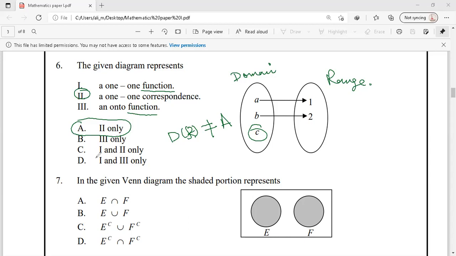Then let's see question number 7, in which we have two disjoint sets E and F, and they are shaded. We have to identify the operation of this Venn diagram. This is simple. The shaded region represents the union of E and F. The correct answer is option B.